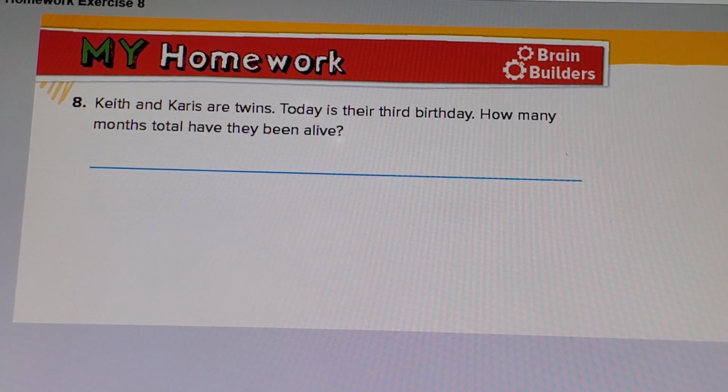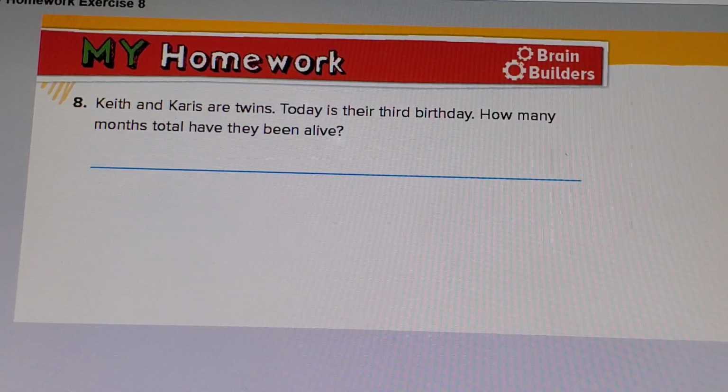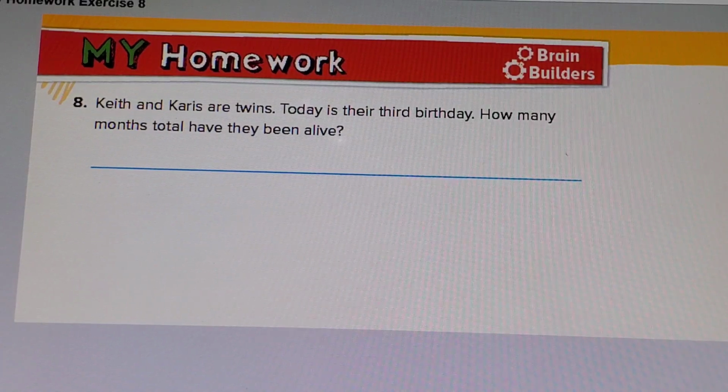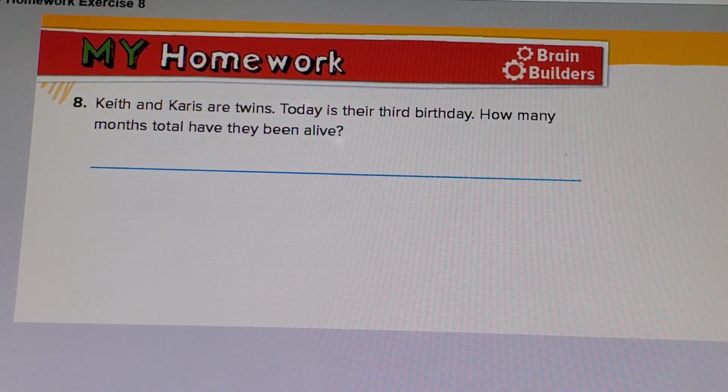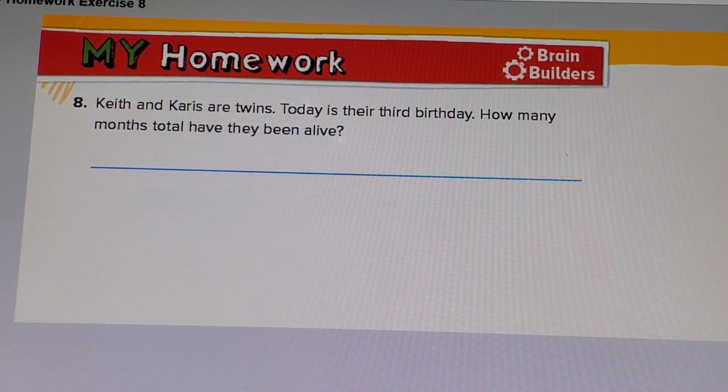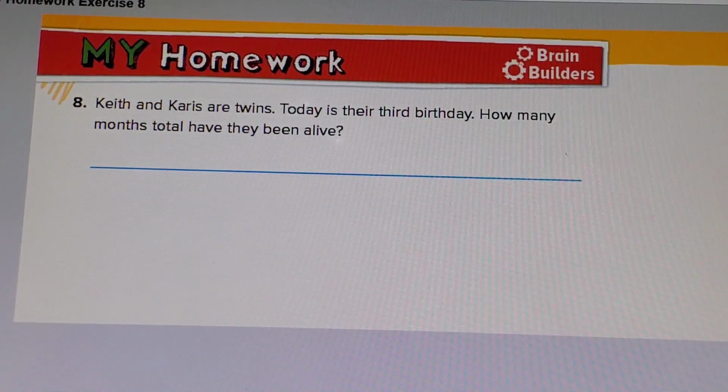My homework, Brain Builders, number 8. Keith and Karis are twins. Today is their 3rd birthday. How many months total have they been alive? Well, since Keith and Karis are twins, they're 2 people, and it's their 3rd birthday. So 2 times 3 equals 6. And since there are 12 months in a year, you would multiply 6 times 12. You can write it down and do it the way that we were doing it on the last problems. So you have 6 times 12, you will get 72 months.